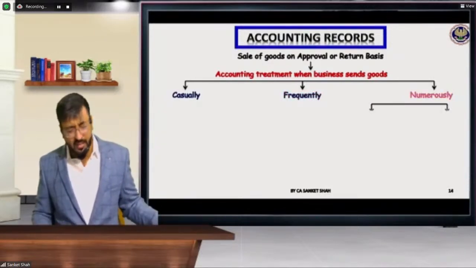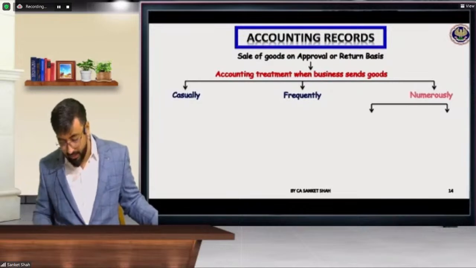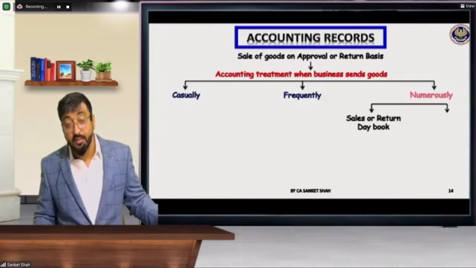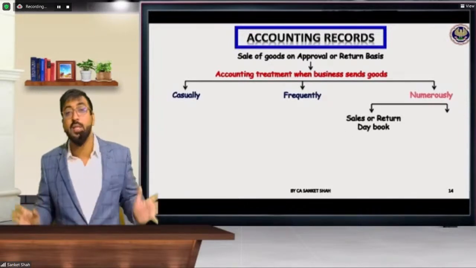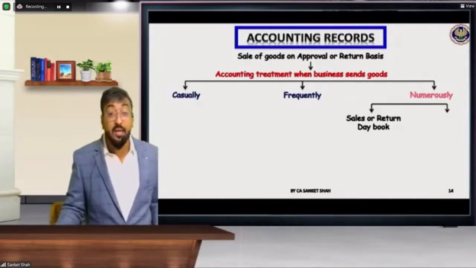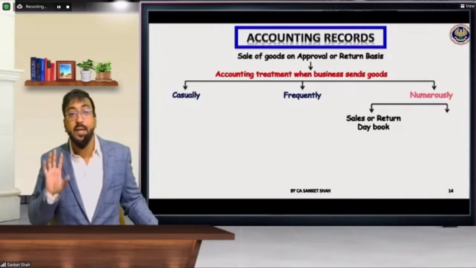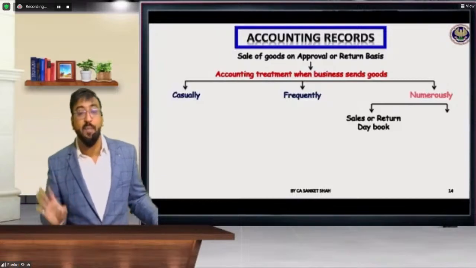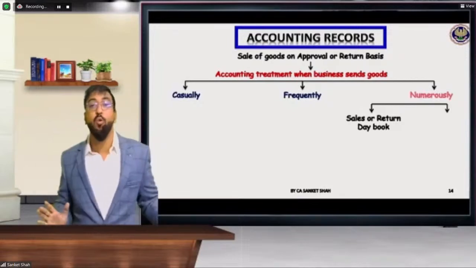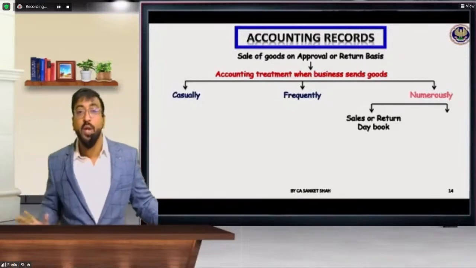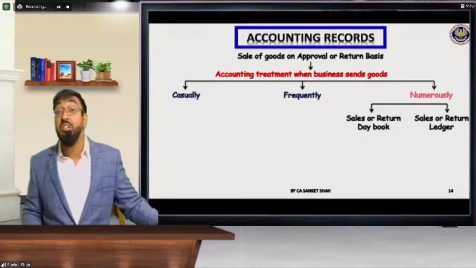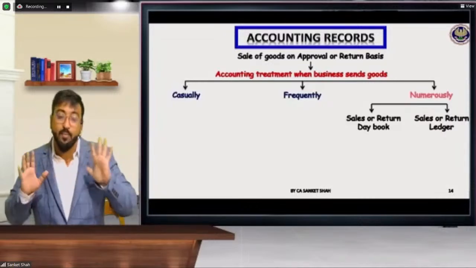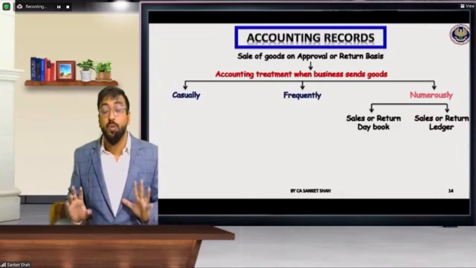And numerously, sir, numerously is a little tricky. So what is numerously? Numerously, you can call it a memorandum. Now what is this? We are going to see that in the problem, so don't worry. Sale or return day book. First understand the concept. You have to maintain a day book, the sales or return day book. And second, a sales or return ledger we have to maintain. So the day book is different, the ledger is different. I'm going to explain it, but just remember these 2 things: I have to maintain a day book and a ledger.